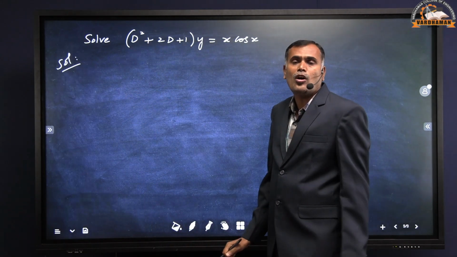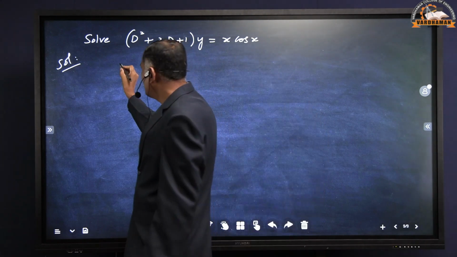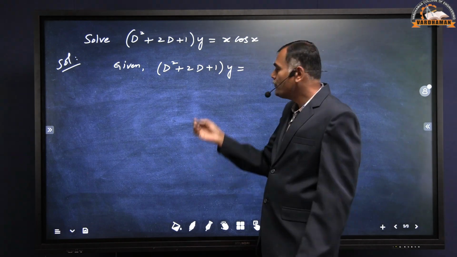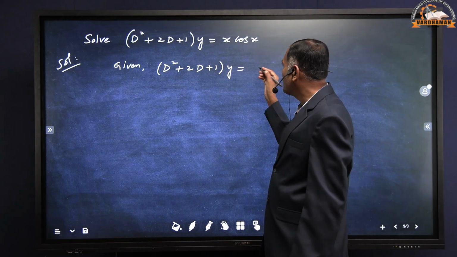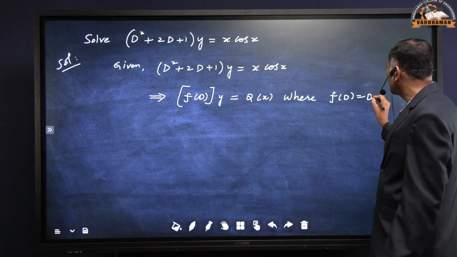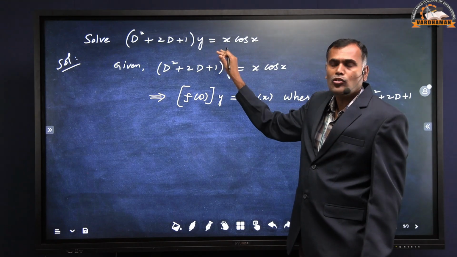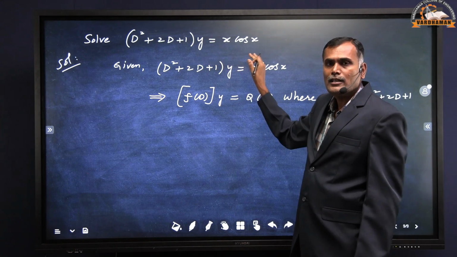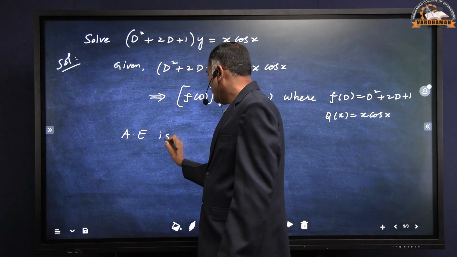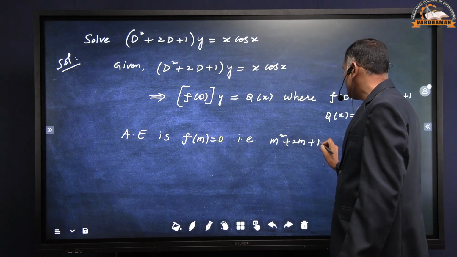First we need to find the complementary function, by taking the right hand part as 0. The given differential equation is (D square plus 2D plus 1) y equals x cos x, in the form f of D y equals Q of x, where f of D equals D square plus 2D plus 1. To find the complementary function, we first need the auxiliary equation, f of m, that is m square plus 2m plus 1 equals 0.